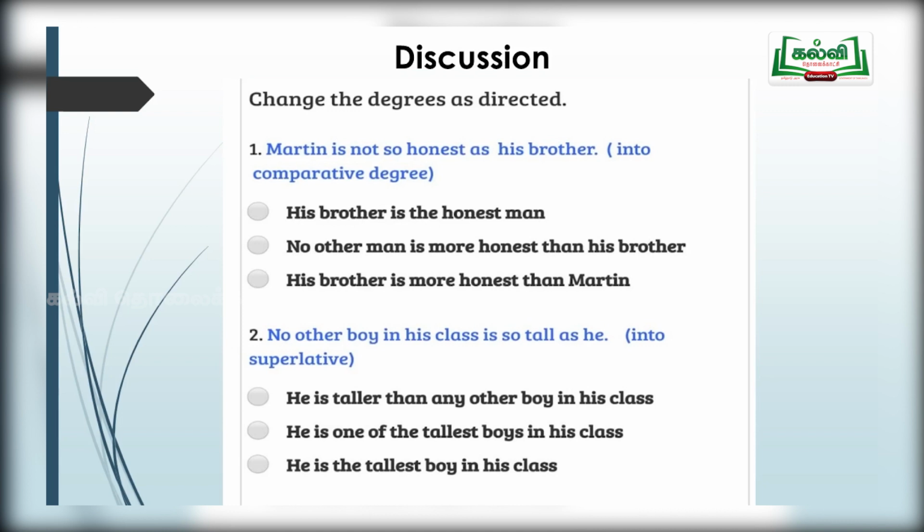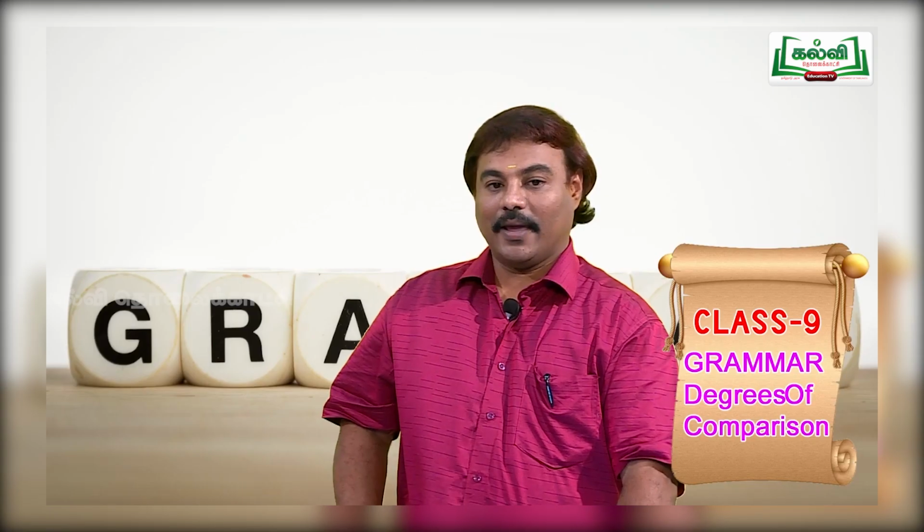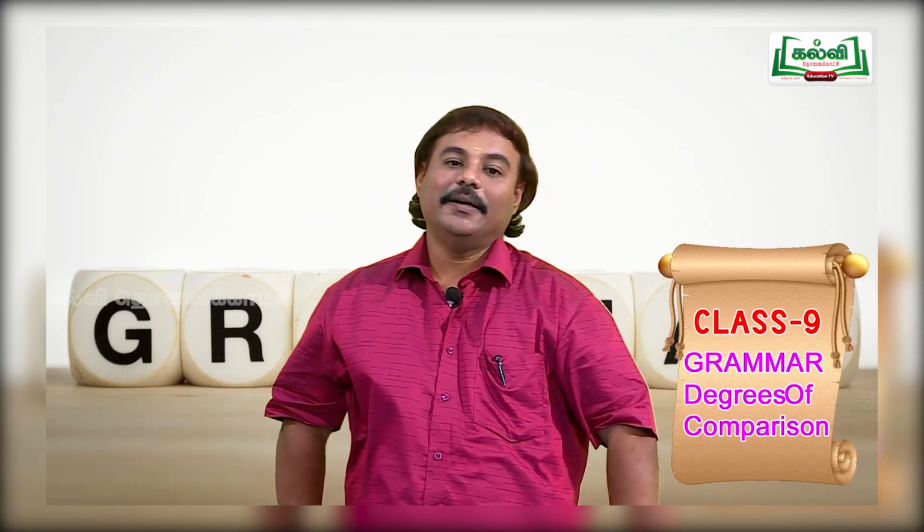Let us discuss the answer there. The first answer shows comparative degree. The second answer shows rule 2, superlative degree. The third answer shows the correct answer, because the question belongs to rule 1 in positive degree. The answer is rule 1 superlative degree, that is, he is the tallest boy in his class. Okay. Let us see the third example.